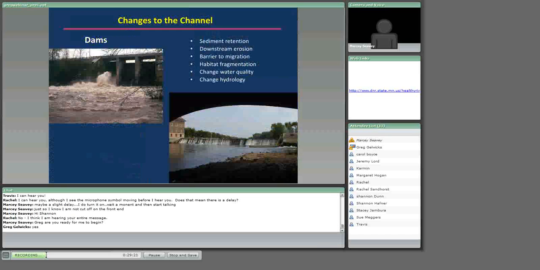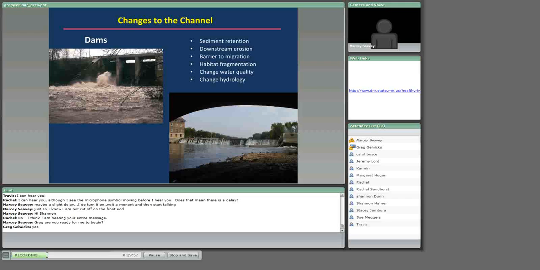The other change to channels I'd like to mention are dams. We have a lot of dams on our rivers in the state, and some of the negative impacts of dams are sediment retention, and then downstream erosion. They're barriers to migration of fish and other organisms. They fragment the habitat. They can change water quality, and they also change hydrology in some systems.